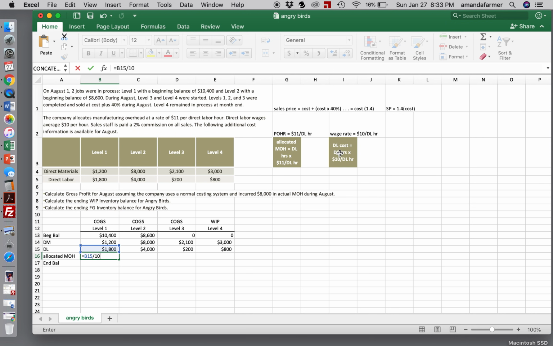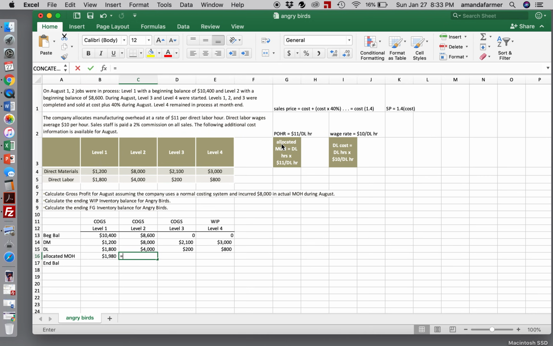Now, those DL hours are going to link us directly into allocated MOH. So from there, what I'm going to do is multiply those hours by the 11, which is the POHR, and that's going to result in the allocated MOH. So then I'm going to multiply that by 11, and I have allocated MOH of 1980 for level 1.